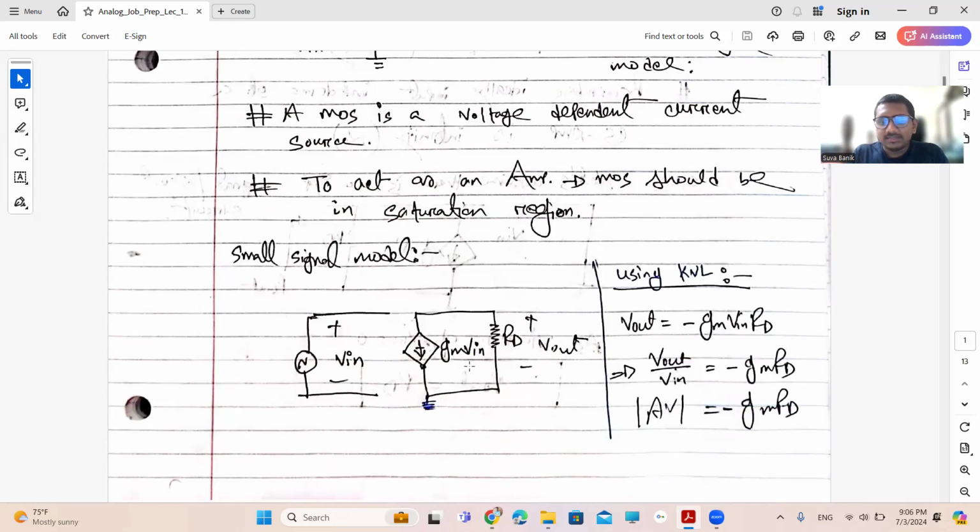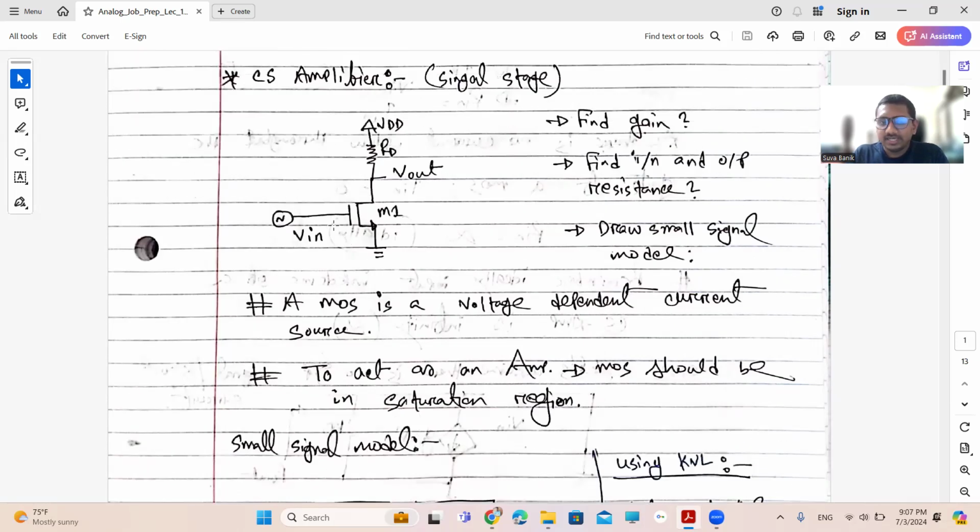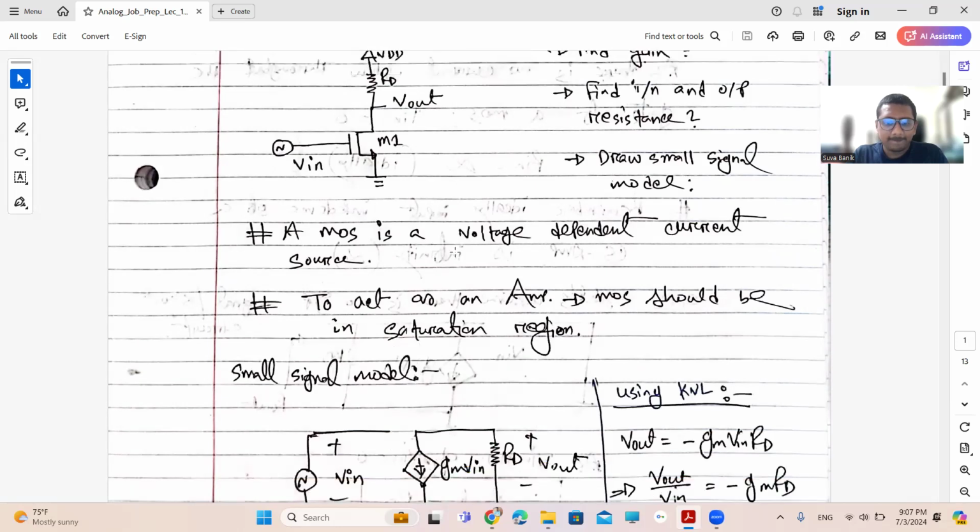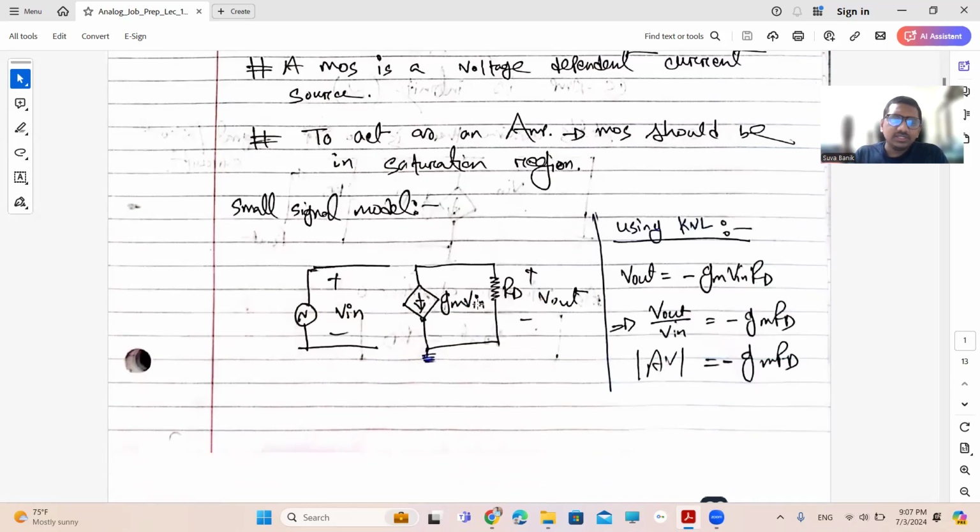Here we can see there is a current gm·Vin, a dependent current source, and this current depends on the gate voltage Vin, or we can also say VGS, the gate to source voltage. If you want to find the gain of this circuit, then using a simple KVL, we can find that the gain of a common source amplifier is minus gm times RD.